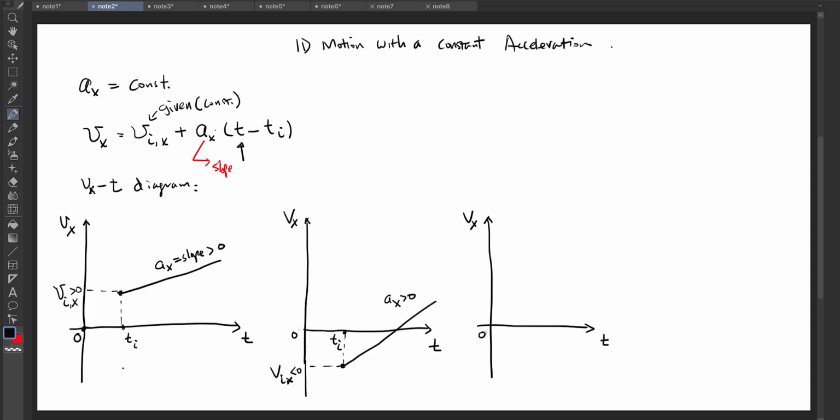Versus t, and then ti, and we have an initial velocity being positive. However, the slope is negative. Let's go down like that. So that's Ax negative. Okay.